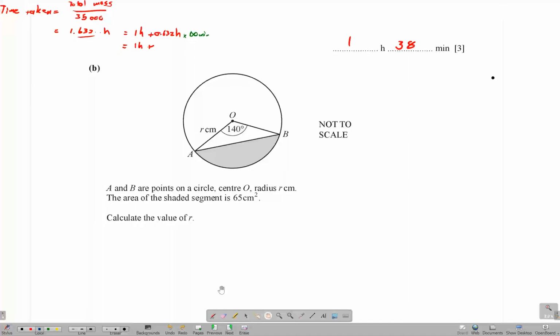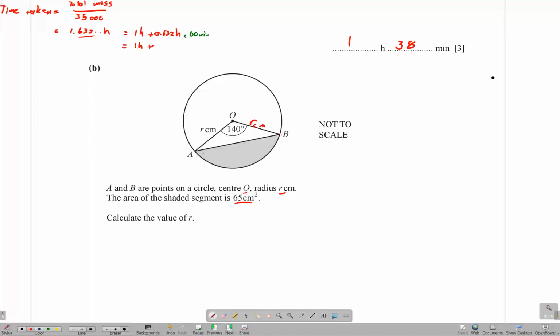Okay, so let's see. A and B are points on a circle with a center O, radius r centimeters. Okay, so we have a radius here of r and another radius here, r centimeters. Great. We don't know what AB is. Cool. And the area of the shaded segment is 65 centimeters squared. Okay, so the area of this little shaded segment is 65 centimeters squared. And we need to calculate the value for r. Okay, now where do we even begin with this?